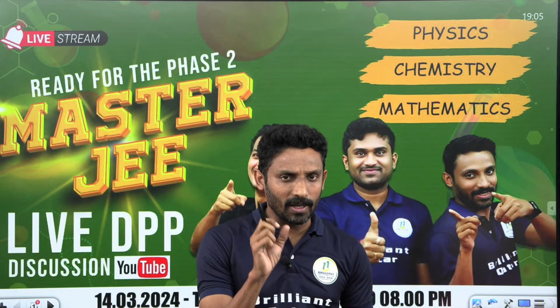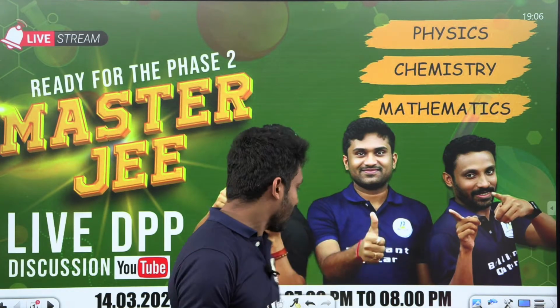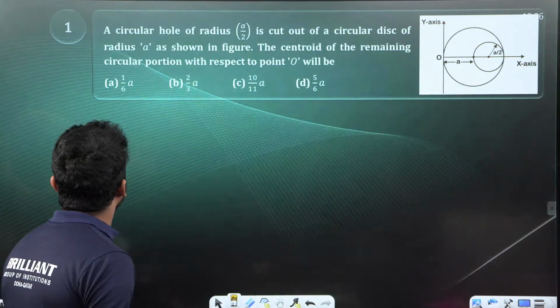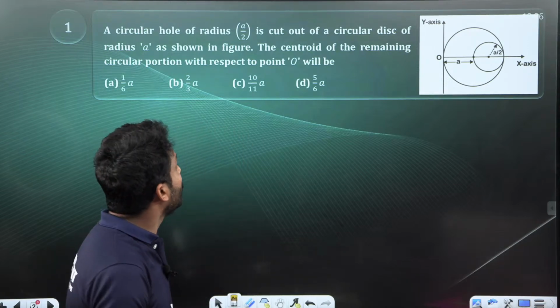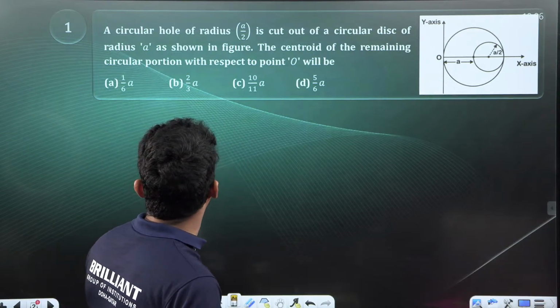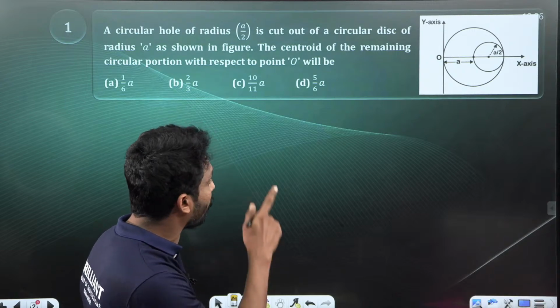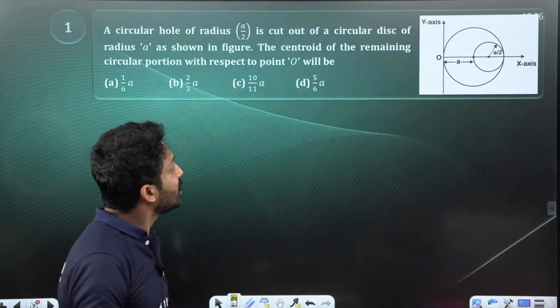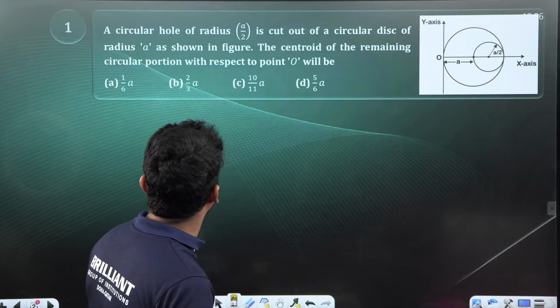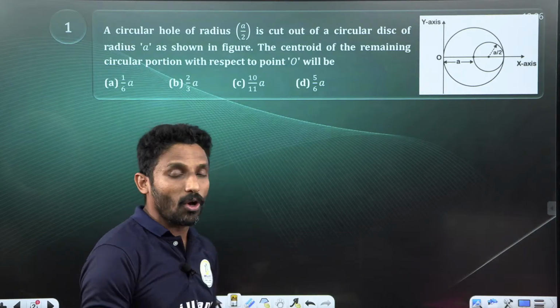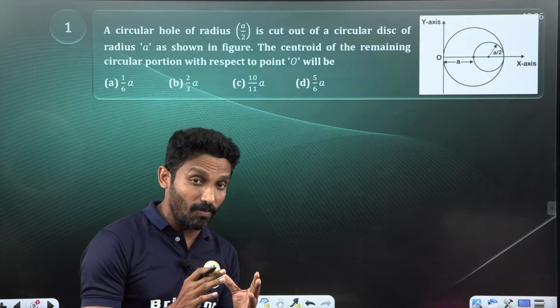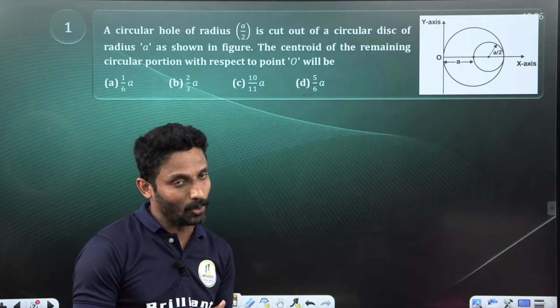Okay, welcome back to the discussion. The first question is: a circular hole of radius a by 2 is cut out of a circular disc of radius a as shown in the figure. The centroid of the remaining circular portion with respect to point O will be? The centroid of the remaining portion means the center of mass of the remaining portion.